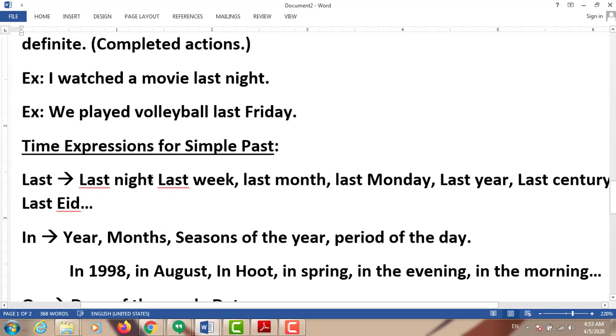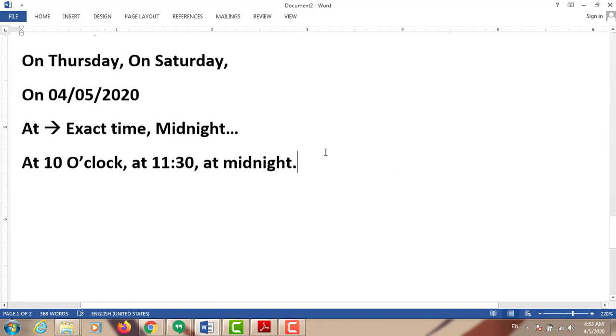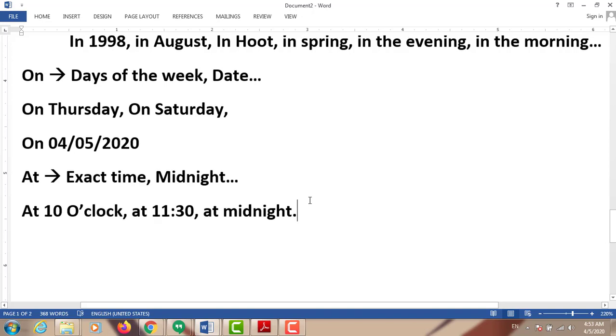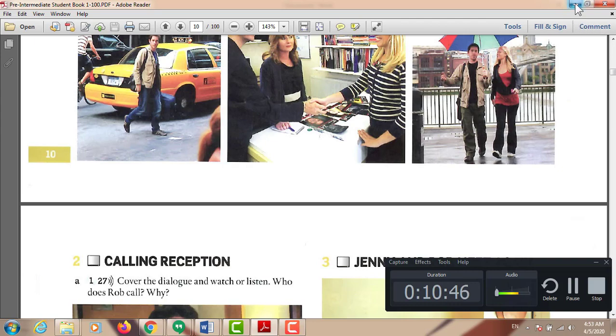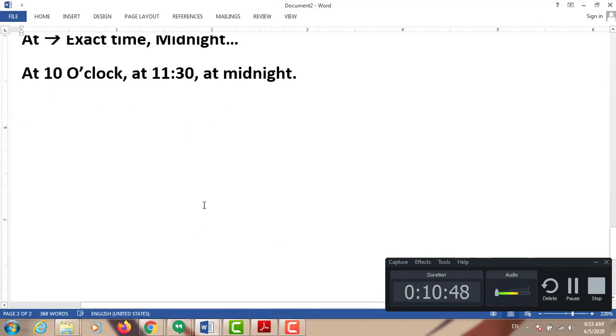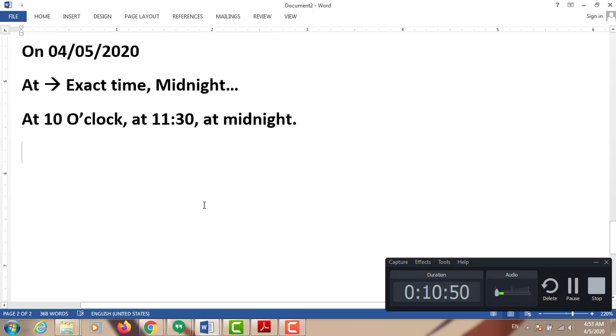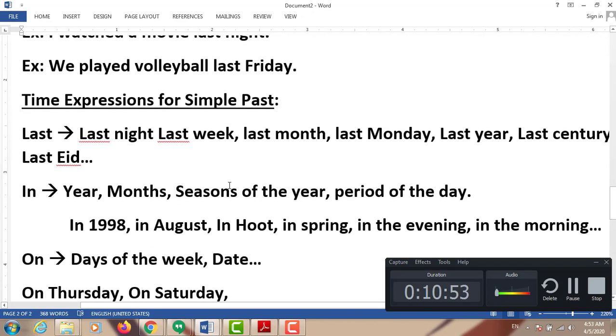You can use them for simple past. Okay? The structure for simple past is very easy. Let's talk about the structure. Let's see how many minutes. Yeah, we have time. We have time. Don't worry, guys. We started late. We will finish late. Okay? So these are time expressions.